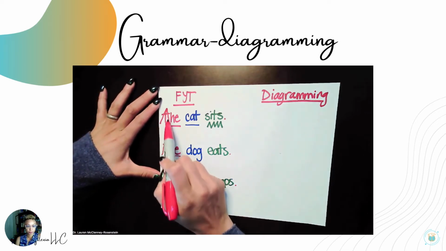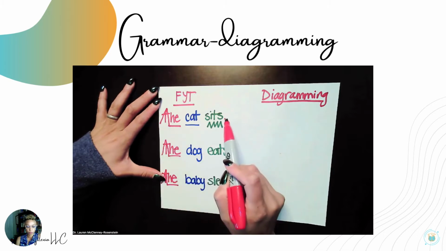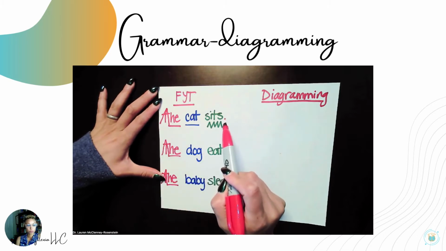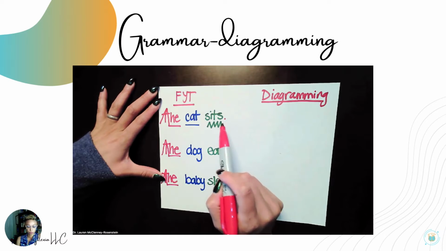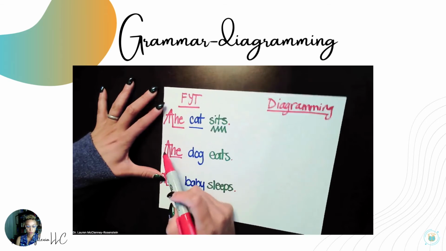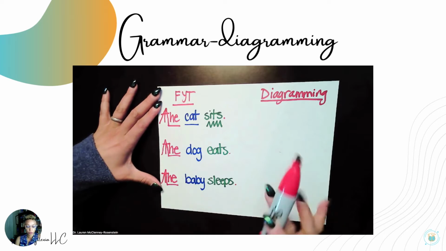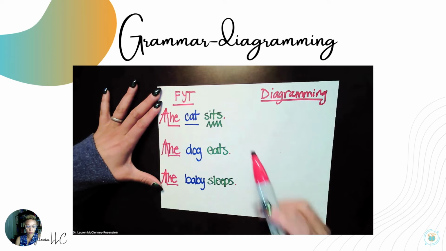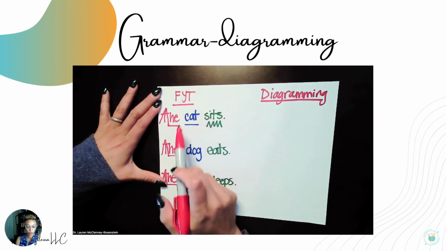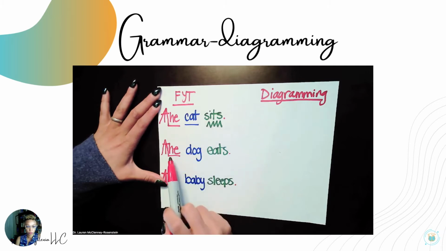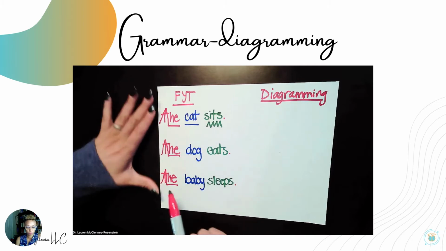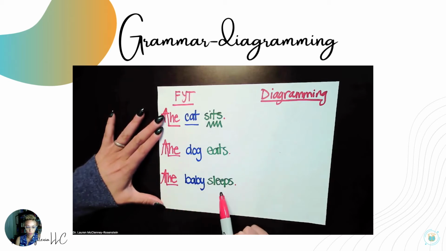So every sentence starts with a capital letter and ends with a stop sign. So the punctuation is a stop sign, a period, an exclamation mark, or a question mark. In this case, these are pretty basic sentences. Now, what I did was I added an article, because it'll make more sense when I diagram, because I want you to see that every place has its place when you diagram. So the cat sits. So we have our article, noun, verb. Article, noun, verb. Article, noun, verb.